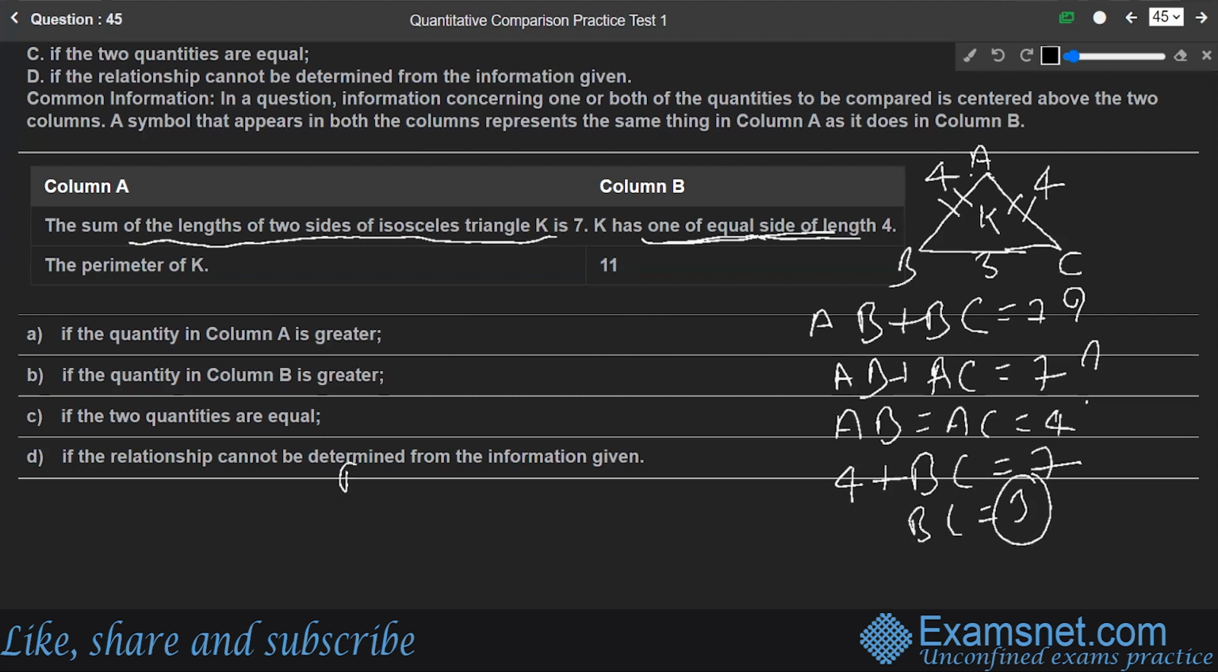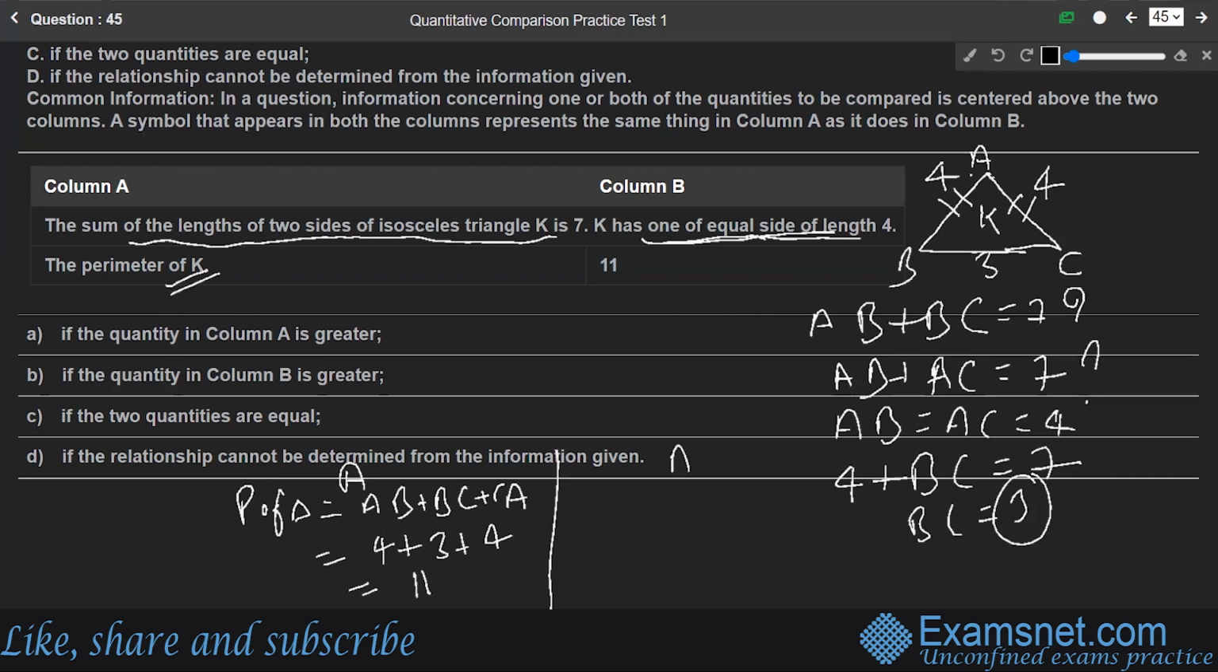Now the quantity in column A is the perimeter of K, that is, the perimeter of the triangle. The perimeter of a triangle is given by the sum of the lengths, that is AB plus BC plus CA. So we have got all the values: AB is 4, BC is 3 and AC is 4 again. So it becomes 7 plus 4, 11 is the perimeter. That could be any unit.